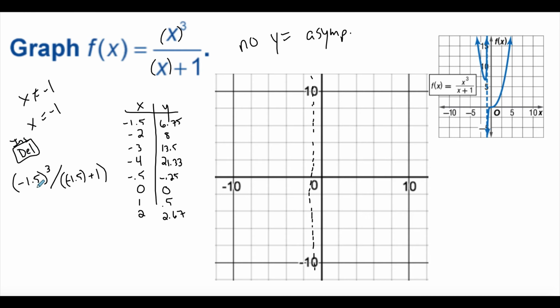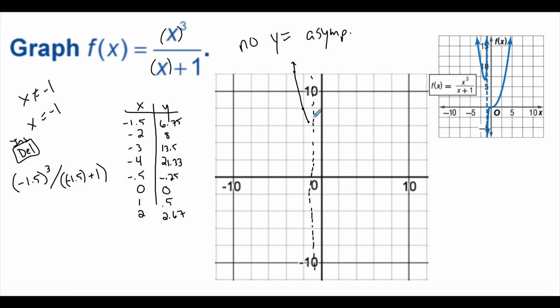All right, let's go ahead and plot these points. So -1.5, I'm at 6 3/4. So this is 6, and then 3/4 is about there. -2, I'm at an 8, so I'm right there. -3, so I'm at a 13.5, so we're kind of up there. And then you can see all that I have here is this.